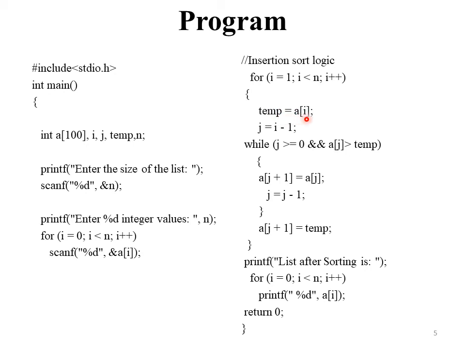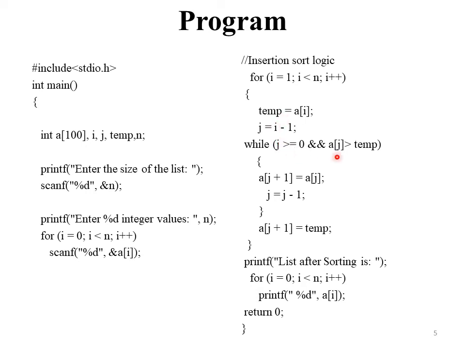So here the value of i is 1, so we transfer the first index value to temp. Next is j equal to i minus 1. Here the value of i is 1, so 1 minus 1 is 0, so the value of j is 0. Now j points to the 0th location and the value stored in temp is from the first location.